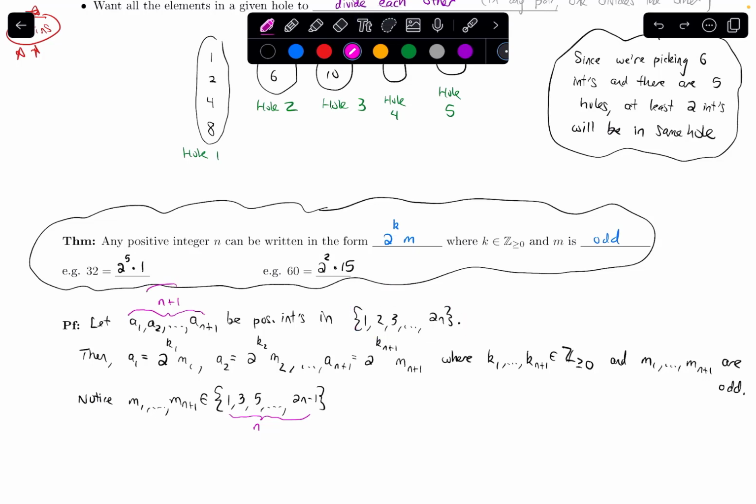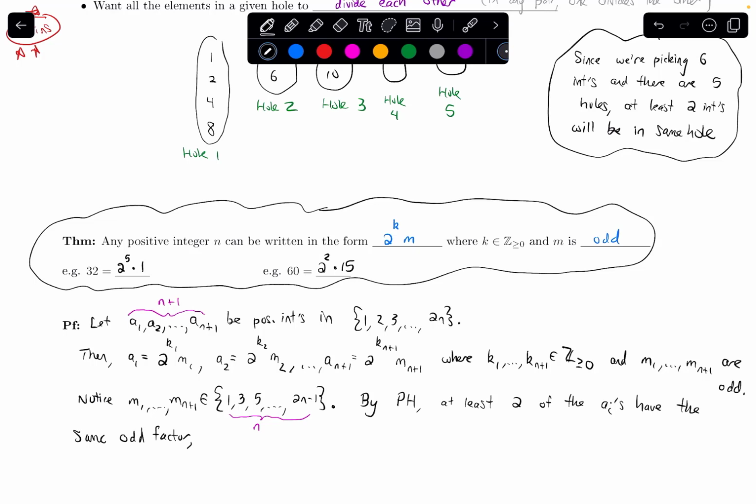So I'm picking n+1 pigeons, placing them into these holes that are dictated by those odd factors, and there are just n possible odd factors. So now we're ready for the pigeonhole principle. So I get to say, by the pigeonhole principle, at least 2 of the a_i's have the same odd factor.